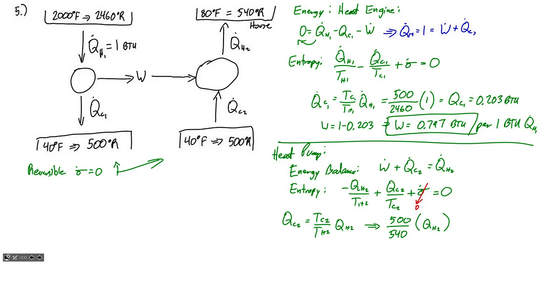What can we do at this point? Look back at your energy balance. You can see that you already know what work is. Because you already know what work is, you can plug it in and resubstitute it into this equation. You'll get 0.797 plus 500 over 540 times QH2 is equal to QH2. So QH2 is equal to 110.76 BTUs.